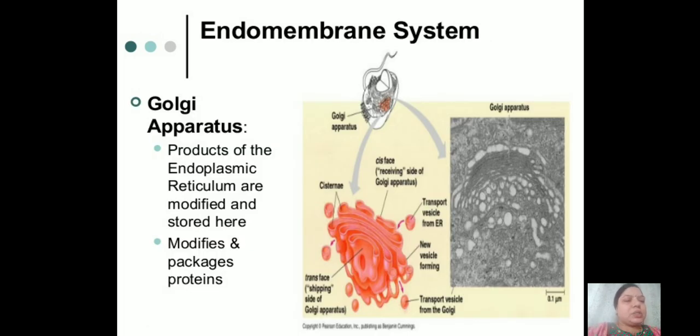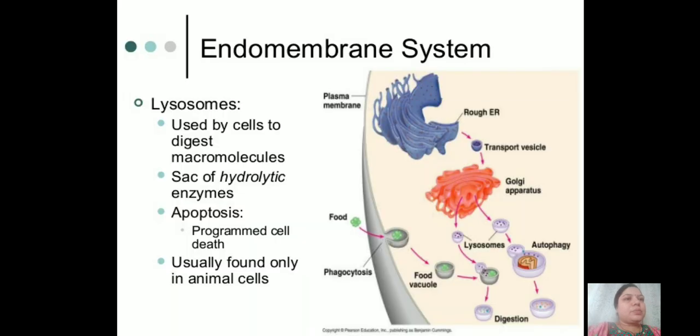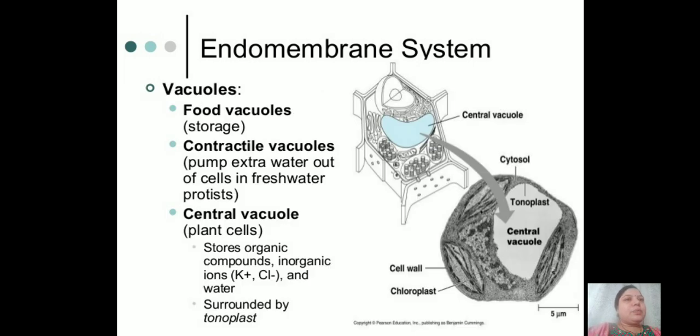Now the Golgi apparatus. The products of the endoplasmic reticulum are modified and stored with the help of the Golgi apparatus. So the Golgi apparatus helps in modification and packaging of the proteins. Lysosomes are used by the cells to digest macromolecules. These are sacs of hydrolytic enzymes which help in programmed cell death. Programmed cell death is apoptosis. Usually it is found only in animal cells.